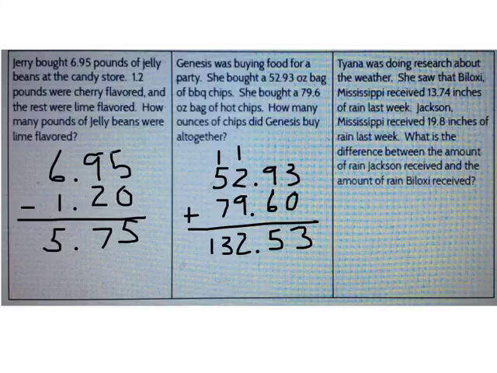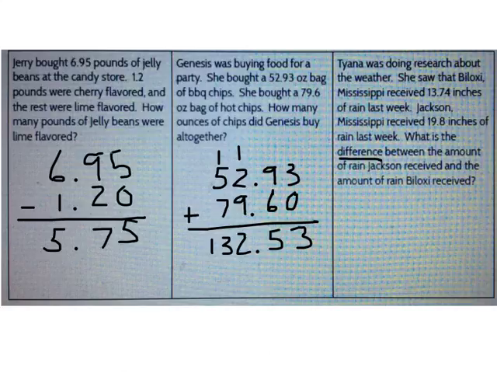Let's look at another example. Tiana was doing research about the weather. She saw that Biloxi, Mississippi received 13 74/100 inches of rain last week. Jackson, Mississippi received 19 8/10 inches of rain last week. What is the difference between the amount of rain Jackson received and the amount of rain Biloxi received?